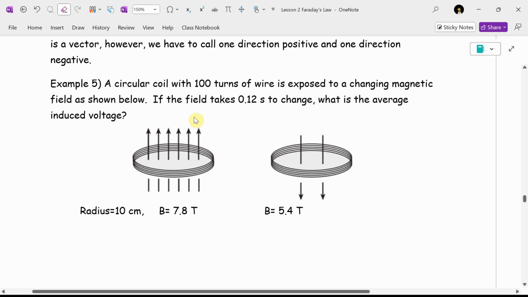Okay. Sophia, coming back to here, it says this, a circular coil. Area is going to be pi r squared. If you forget, that is on the back page of your formula sheet. With 100 turns, N is 100, is exposed to a changing magnetic field. Here's what I want you to notice. What direction is the magnetic field pointing in the original picture, in the first picture, the initial? Kevin?